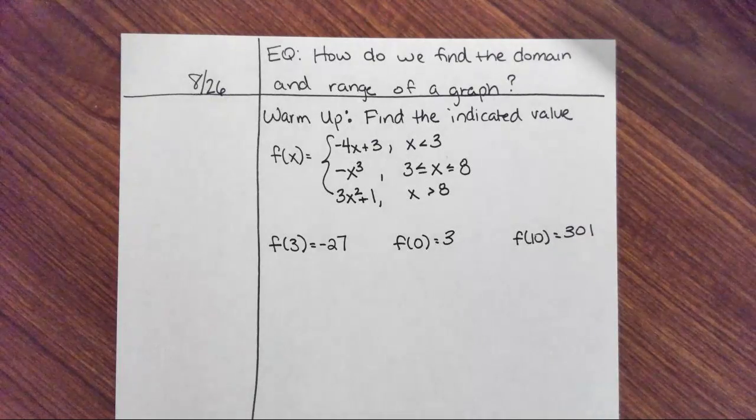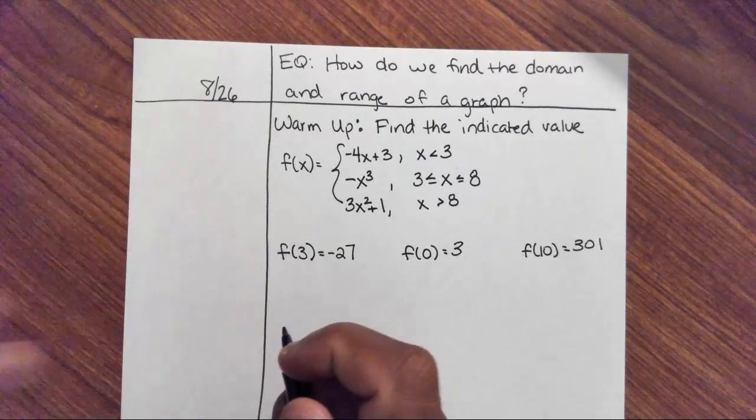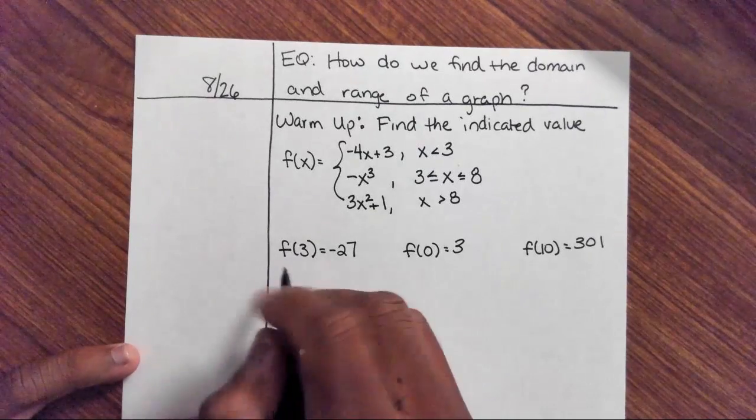So that's what we talked about yesterday. Everybody understand that? You're okay with that, right? We got that. No? Somebody said no? For real? Okay. Next. So today we're going to talk about domain and range. And specifically we're going to talk about domain and range from a graph.